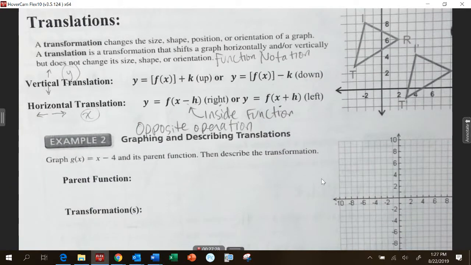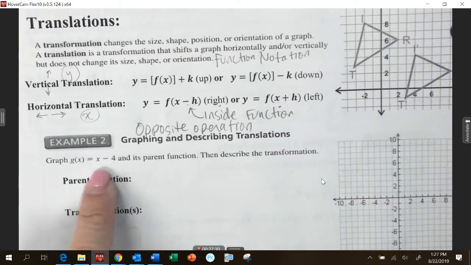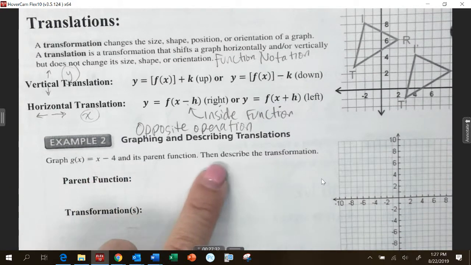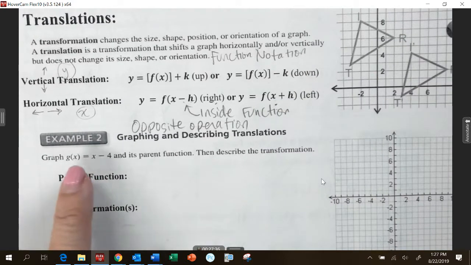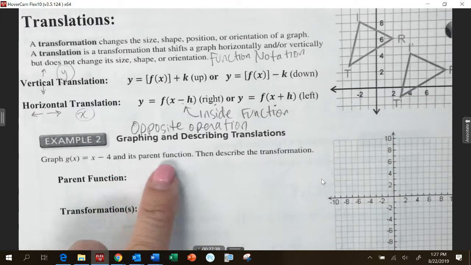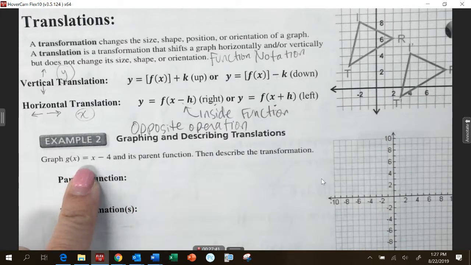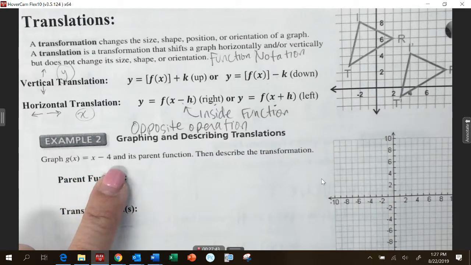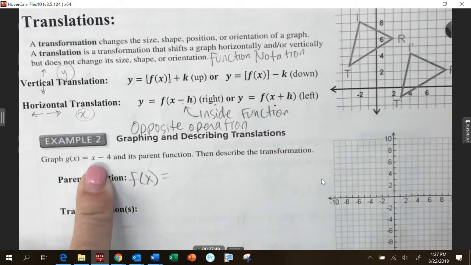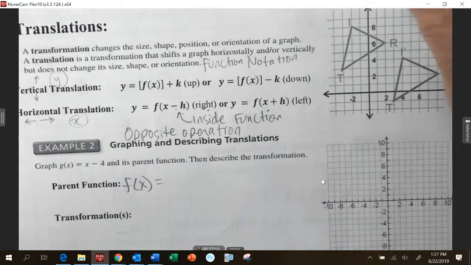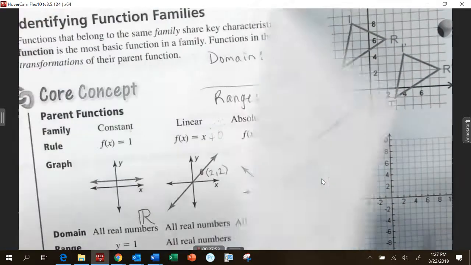So example 2, we have x minus 4. We're going to graph x minus 4 and its parent function. Describe the transformation. So it says graph x minus 4 and its parent function. What is the parent function for x minus 4? Y equals, or f of x equals? You're not answering the right thing. Parent function.